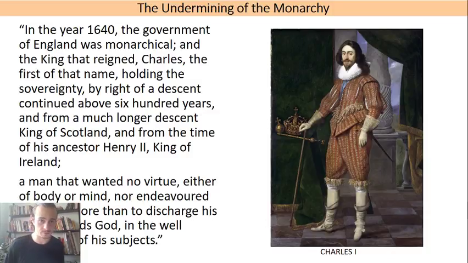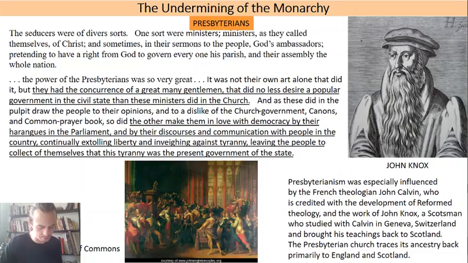Charles was known as a pretty decent king. He was from a descent continued above 600 years, and from a much longer descent of kings from Scotland. And he was a man that wanted no virtue, either of body or mind, nor endeavored anything more than to discharge his duty towards God in the well-governing of his subjects. The people were corrupted generally. But how came the people to be so corrupted? And what kind of people were they that did so seduce them?